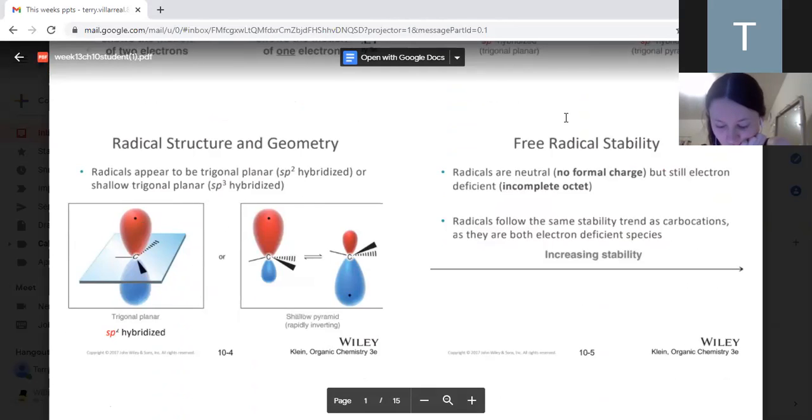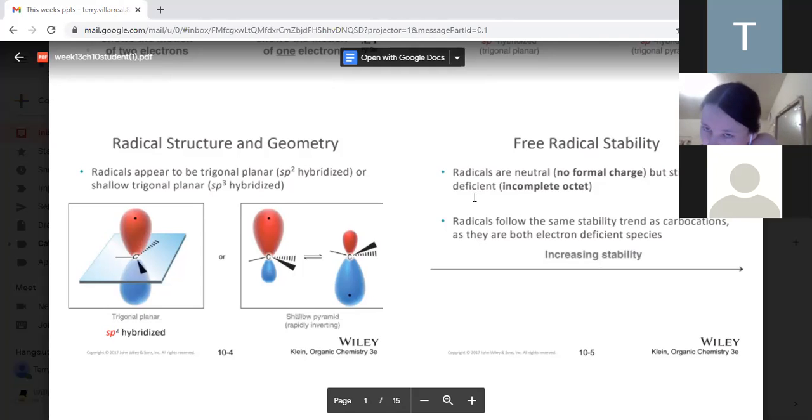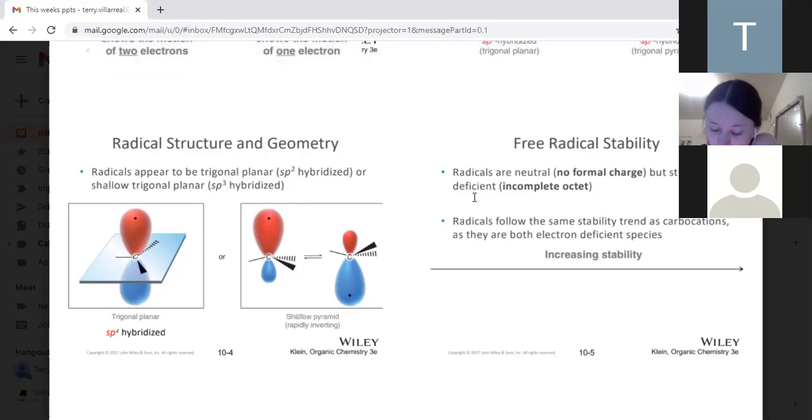All right. Melissa, how you doing? Hi, I'm good, and you? Good. We're just talking about radicals. We just started. Okay. All right.